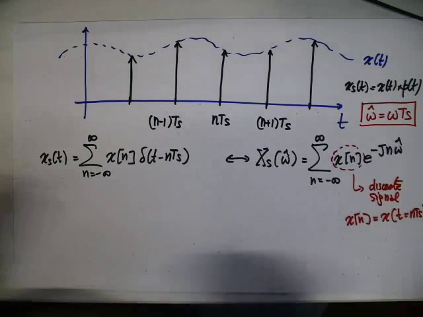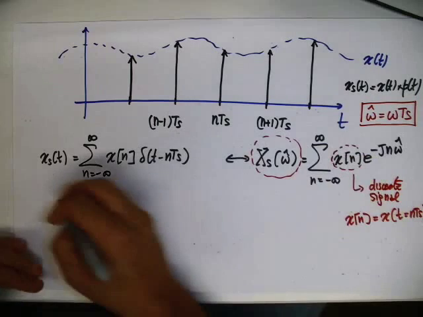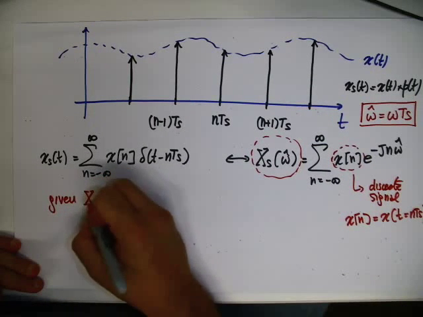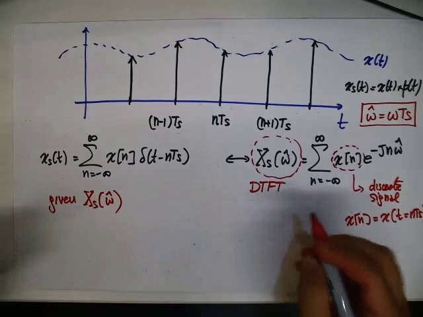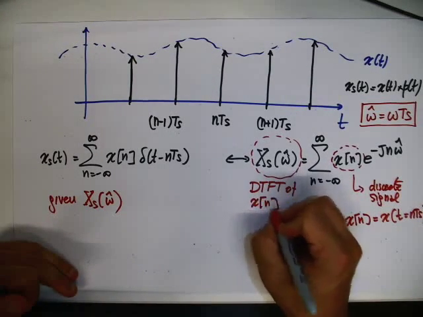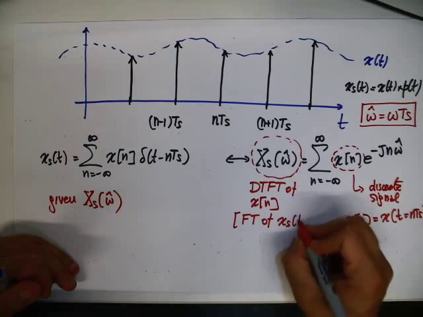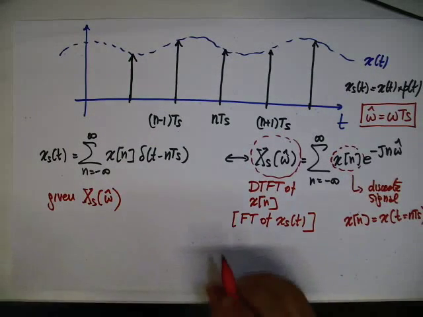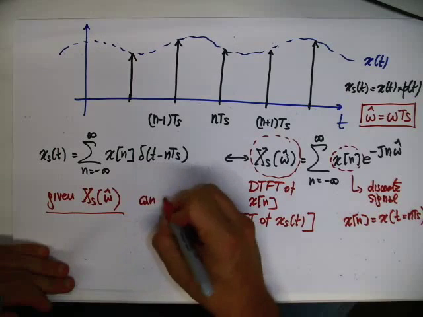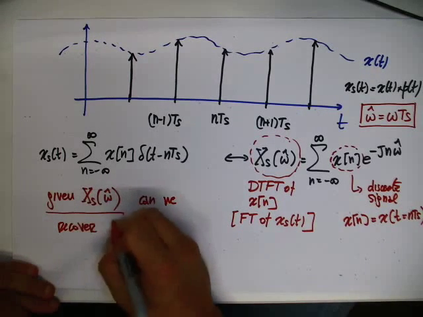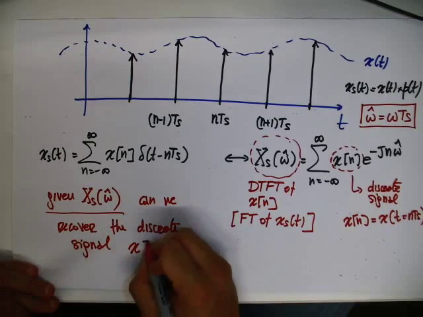Okay? So now we would like to, given this, given the discrete-time Fourier transform of the discrete signal x[n], which is also the Fourier transform of x_s(t), can we recover the discrete signal x[n]?